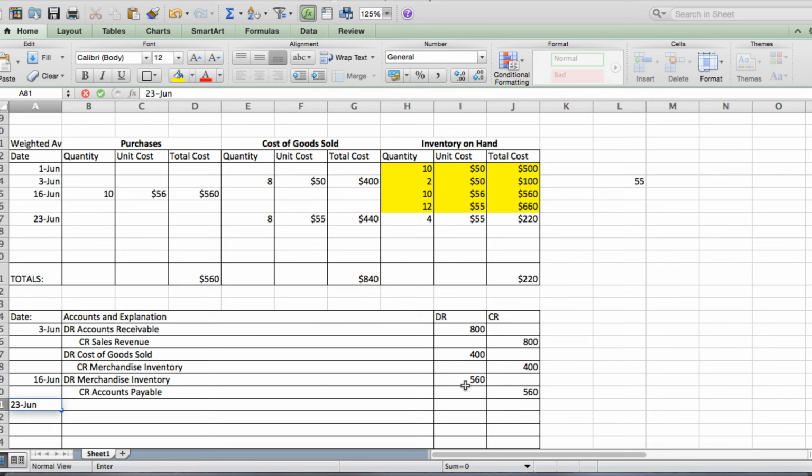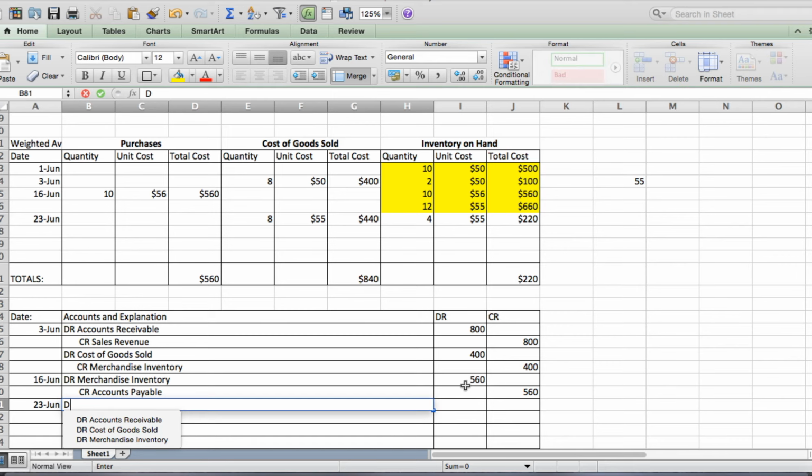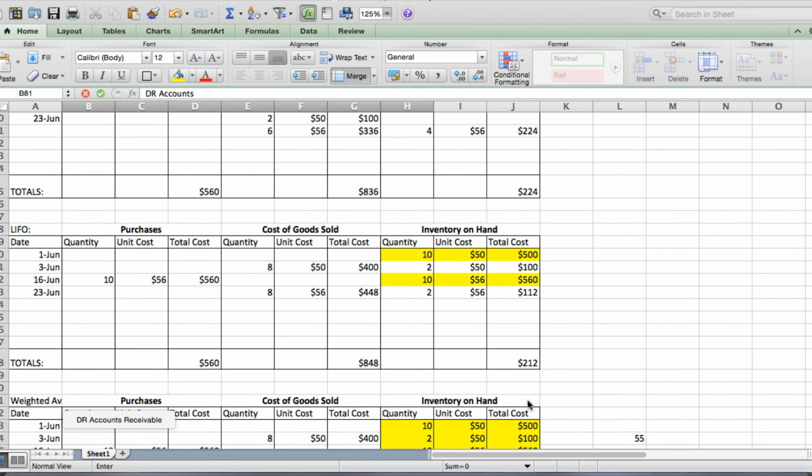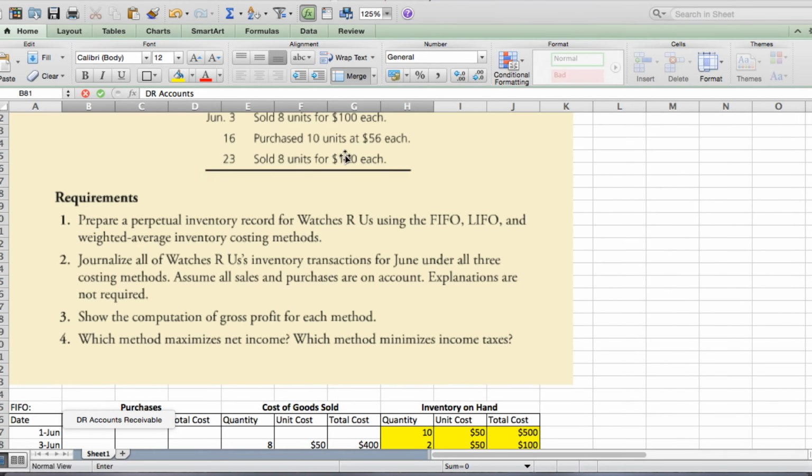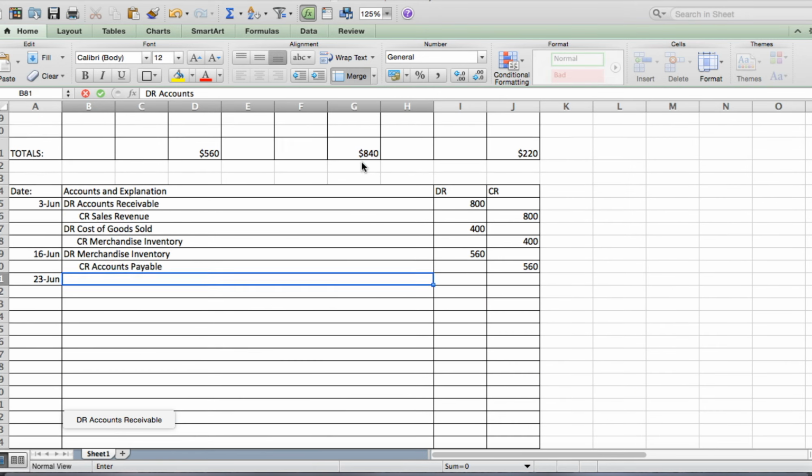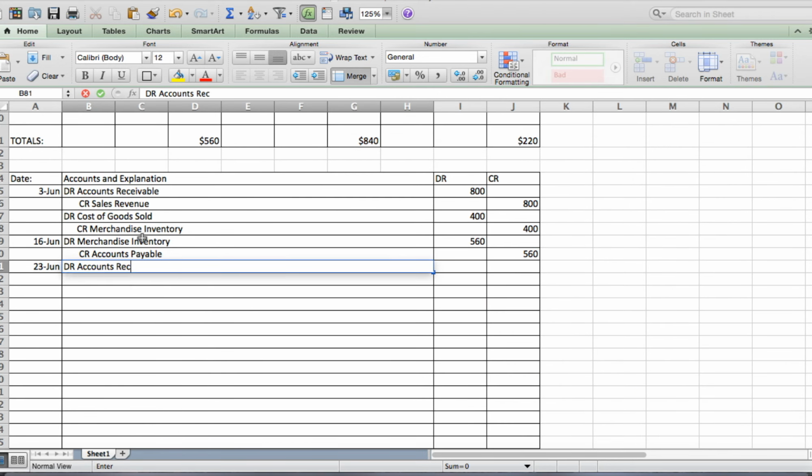So, 23rd of June. Again, we're going to have two components. One that shows the sales revenue, one that shows the effect on merchandise inventory. The first part's going to look exactly the same as our June 3rd transaction because we did the same sale. We did 8 units for $100 each. That's shown to us right here. So, first component, exactly the same as it was for June 3rd.